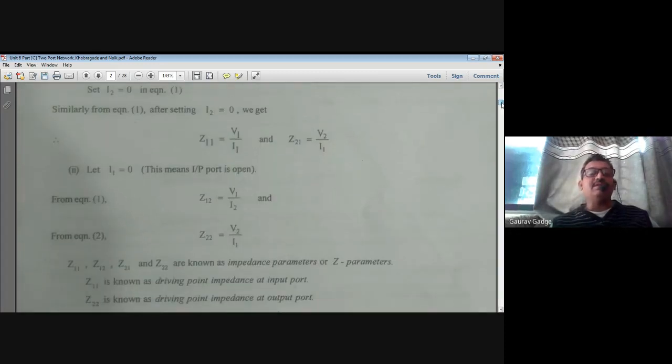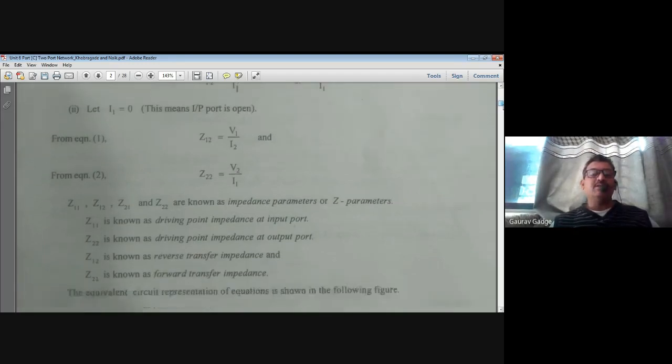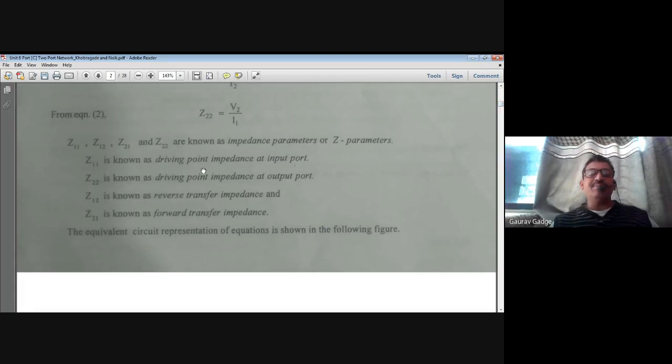Now, in the second case, make I1 equal to 0. It means make the input port open. As soon as you make it, what you get is Z12 equal to V1 upon I2 and Z22 equal to V2 upon I2. What are those four parameters? Z11 is driving point impedance at input port. Z22 is driving point impedance at output port. And Z12 is reverse transfer impedance. Z21 is forward transfer impedance.